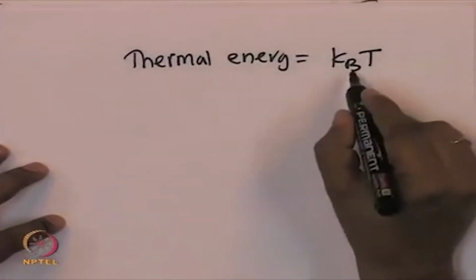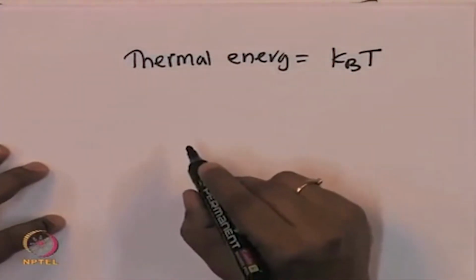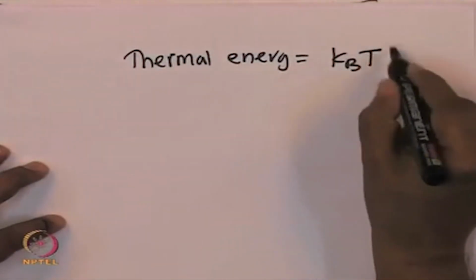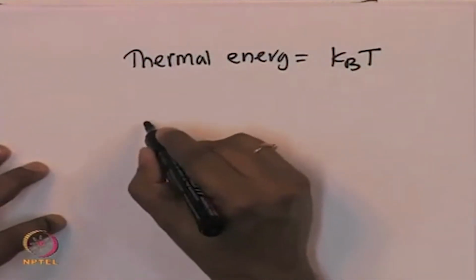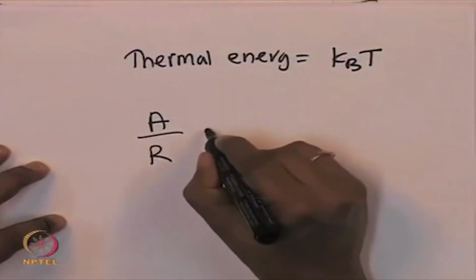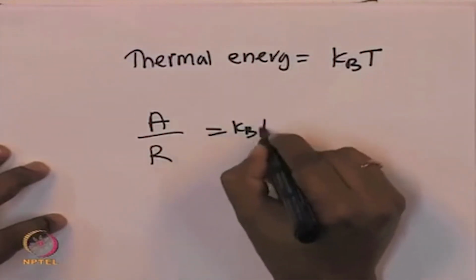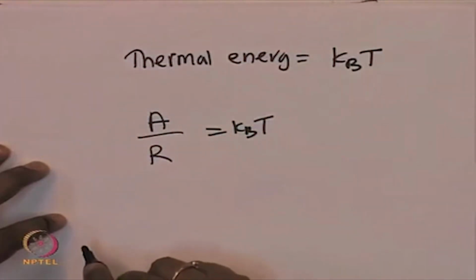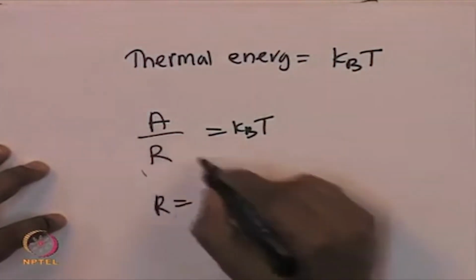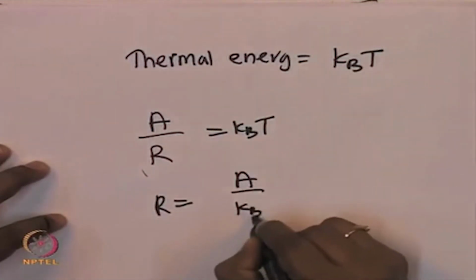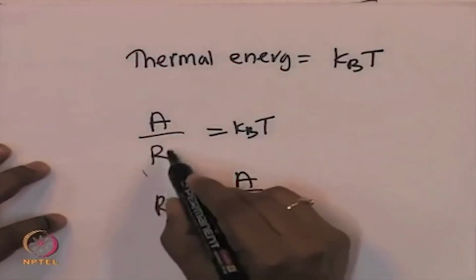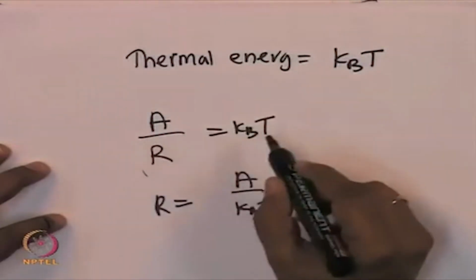Now, where kB is the Boltzmann constant and T is temperature, this is the rough amount of thermal energy: 1 kBT. Now, Coulomb energy is some constant divided by R, and thermal energy is kBT. It turns out that for a particular value of R, when R is equal to A by kBT, these two, thermal energy and Coulomb energy, will be equal.